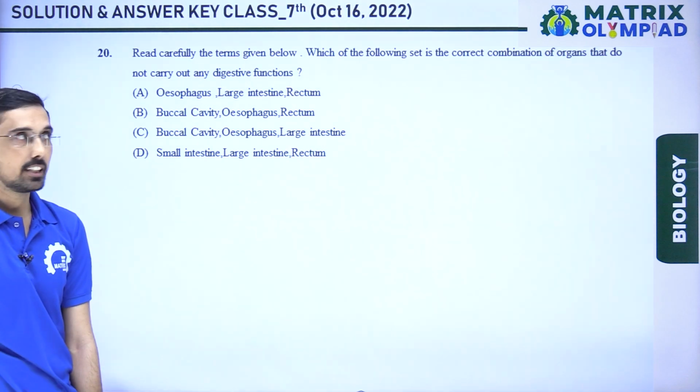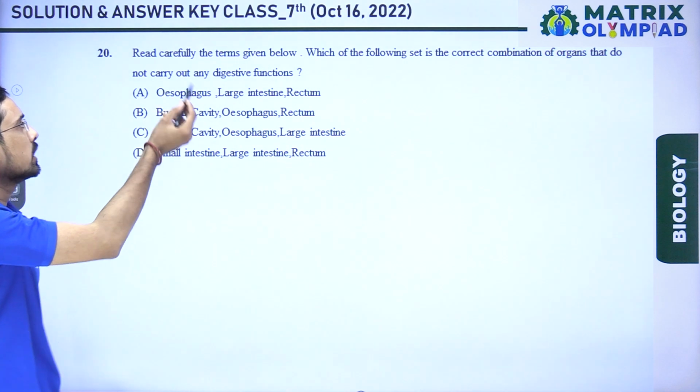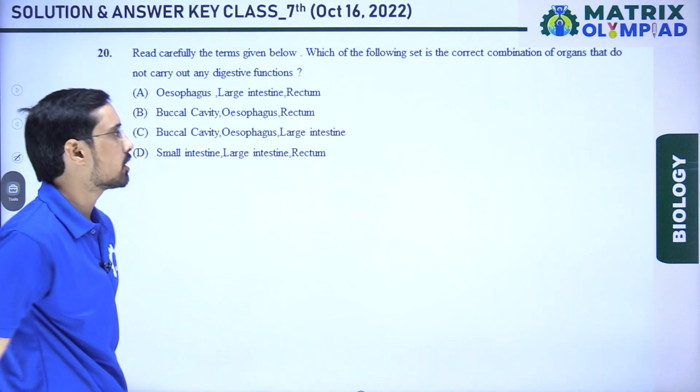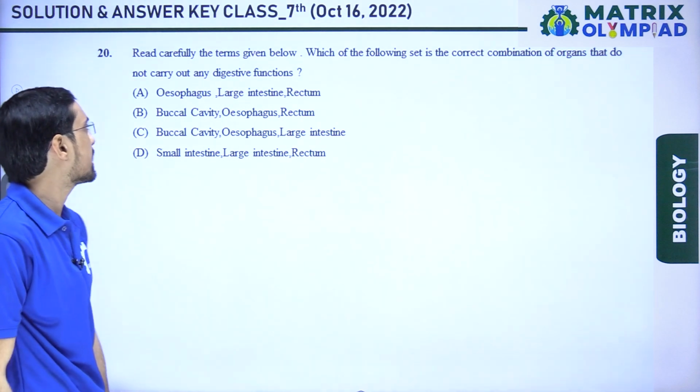The next question is, read carefully the terms given below. Which one of the following sets is the correct combination of organs that do not carry?